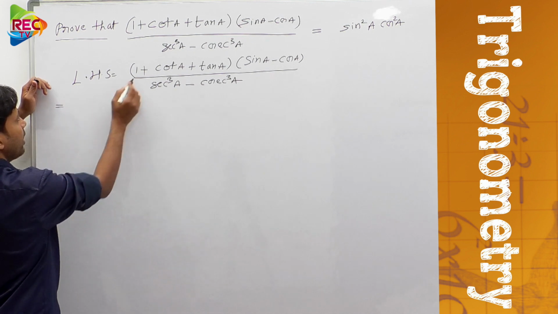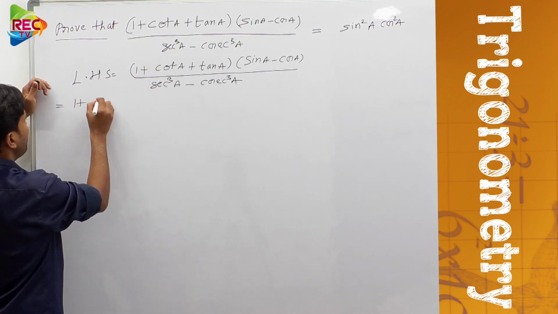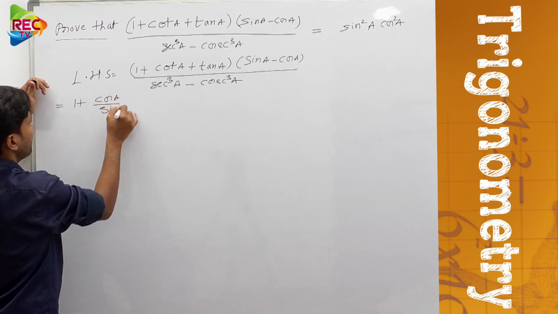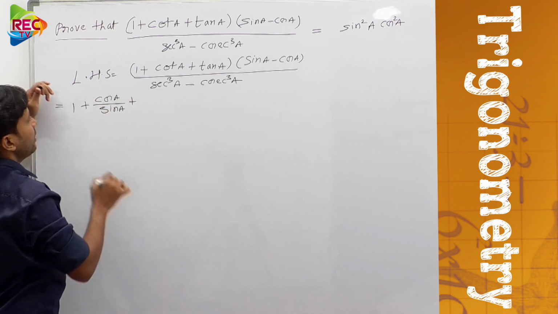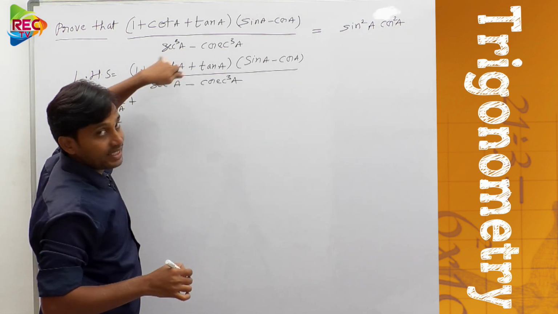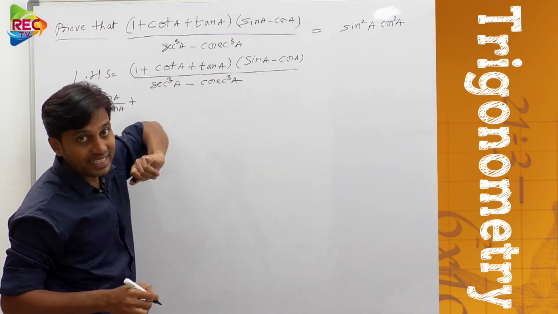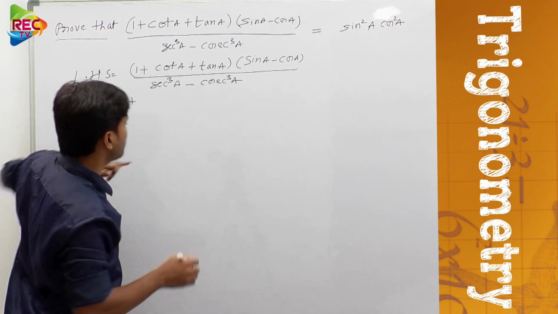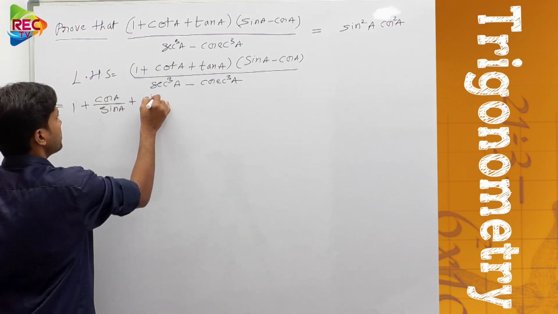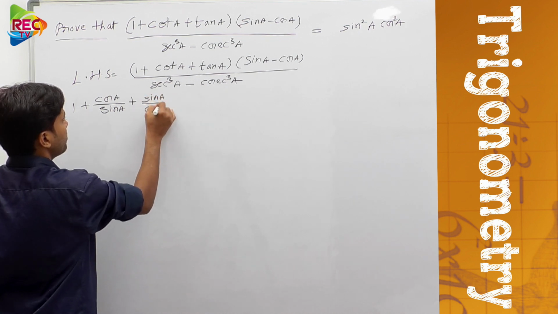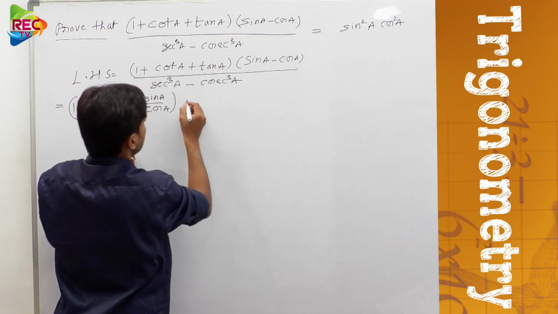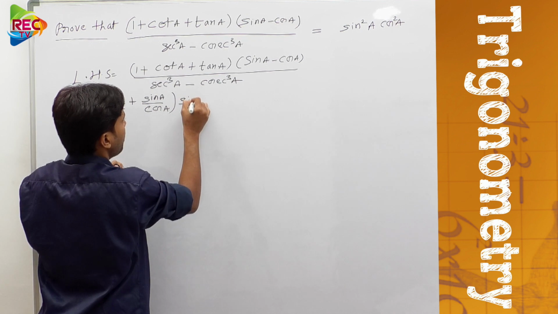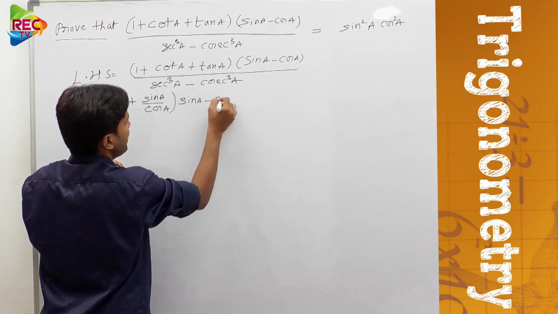So, just see here, 1 plus cot A can be written as 1 plus cos A by sin A. Once again I am telling you, cot is a ratio of cos to sin. Similarly, tan A can be written as sin A by cos A, so we write plus sin A by cos A. So, this bracket is over. Now, coming to this, we don't need to do any changes because here the terms are already in sin A and cos A.